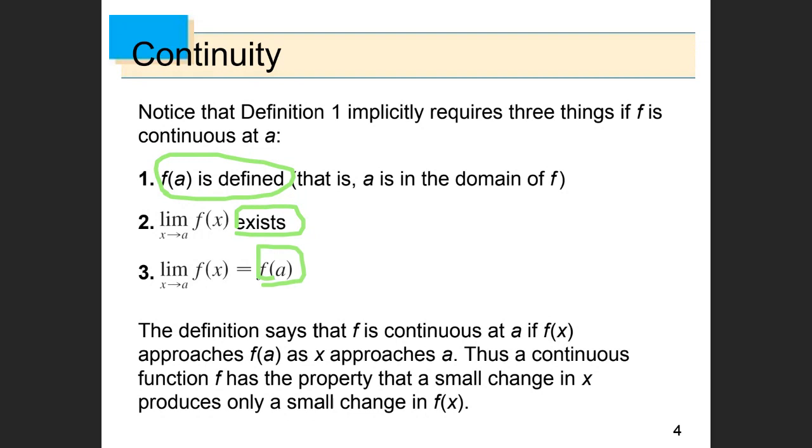Now someone asked the question, how do 1 and 2 differ exactly? For 1, I'm directly substituting the number a into the function. For 2, I'm using the limit. Remember, when we talk of the limit, it means we don't care about the number a itself. We're just looking at what happens when we approach from the left and the right.